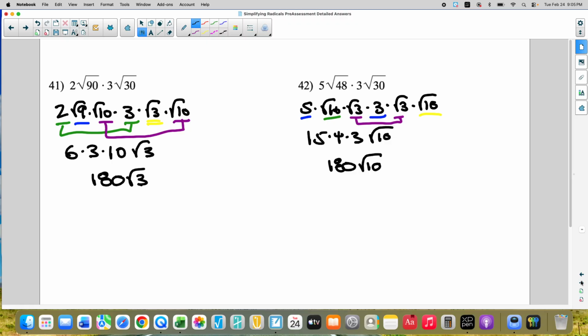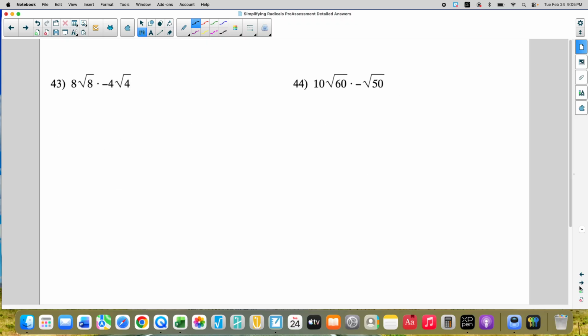Okay. That wasn't too bad. Again, no calculator needed. Don't let this negative fool you. This is multiplication. This is not addition and subtraction. When you first looked at it, it kind of looks like subtraction. That's just a coefficient. Everything's still being multiplied. That's 8 times rad 8 times negative 4 times rad 4.